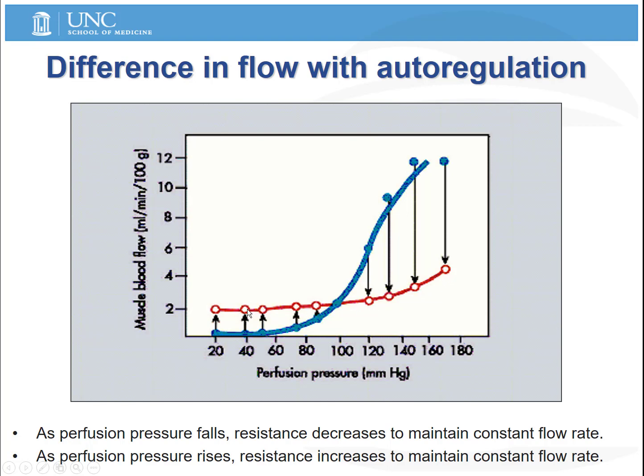So remember that blood flow is equal to the perfusion pressure divided by the vascular resistance. As perfusion pressure falls through this autoregulatory range here to the left, resistance decreases to allow more flow and maintain that constant flow rate. And as perfusion pressure rises through this autoregulatory range here to the right, resistance increases to allow less blood flow and maintain a relatively constant flow rate.